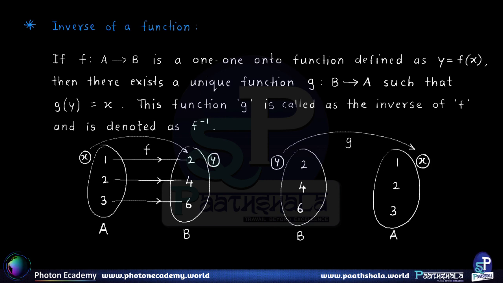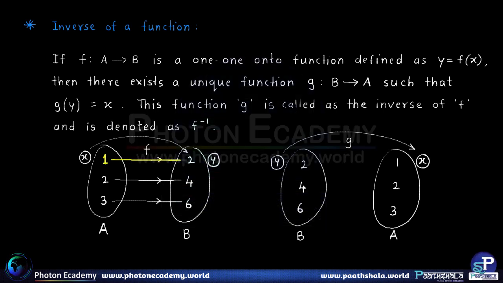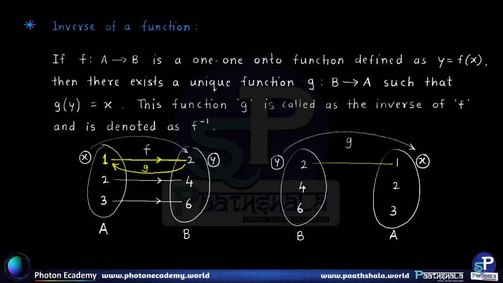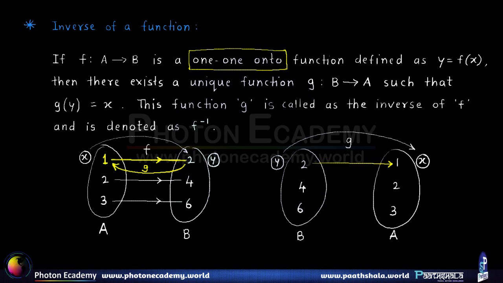So say for example, we start off with element 1. From 1, f is the function which takes us to 2, and g is the function which takes us back from 2 to 1. So therefore g is called the inverse function. This is what the inverse function does. But a very important condition for inverse to exist is that the function must be one-one and onto. Both one-one and onto types are required for a function to have its inverse exist.